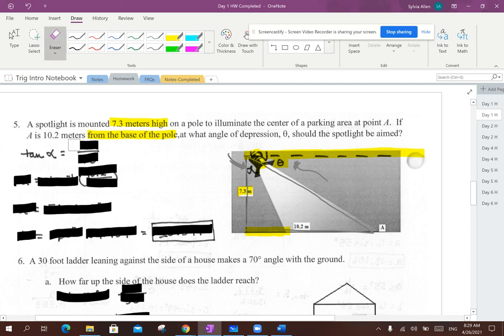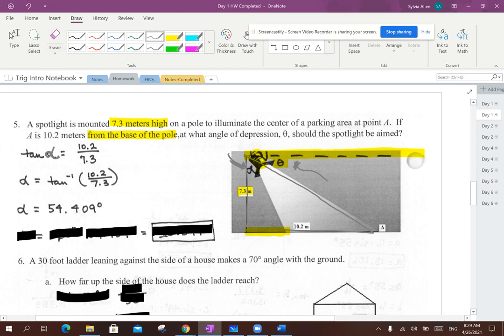So we're going to go tangent of alpha. An alpha is just like this little curly Q here. And then we're going to go opposite over adjacent, and then solve for alpha. And we get alpha is 54.409 degrees. But remember, that's what this angle is right here. We don't want that angle, we want this one. So we should know that these are complementary angles, which means that they add up to 90 degrees. So we have a right triangle right here. So theta is going to be 90 degrees minus alpha, and then we end up getting 35.591.